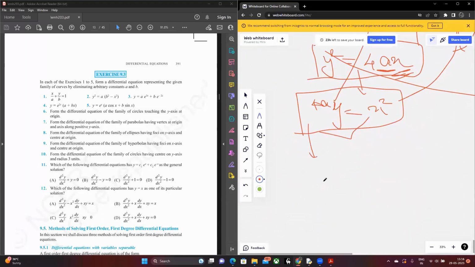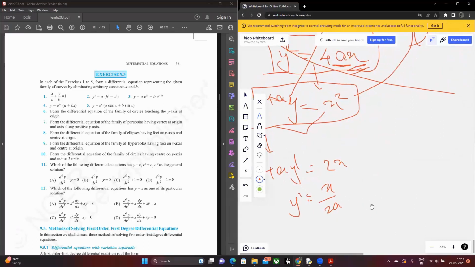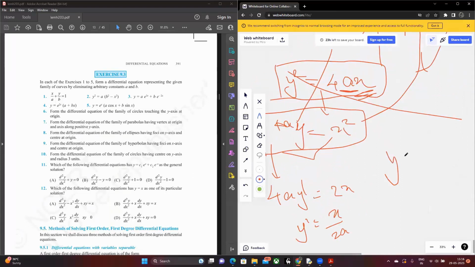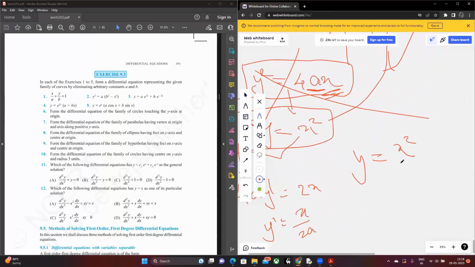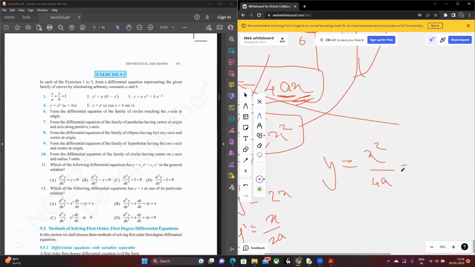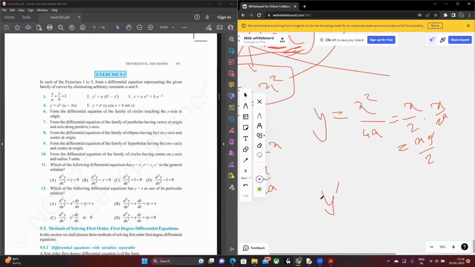So from here, differentiating once, you basically get 4ay' equals 2x, which means that y' is x by 2a. So from here, y is equal to x squared by 4a, which is equal to x by 2 into x by 2a, which is equal to xy' divided by 2. So basically, y' is equal to 2y by x. That is the required differential equation in a different form.